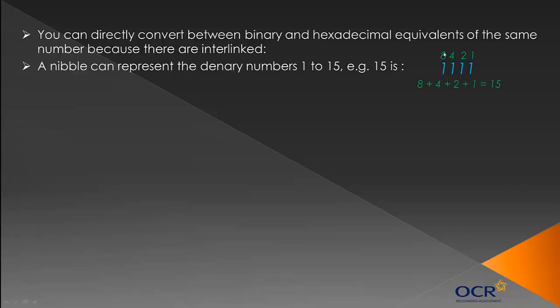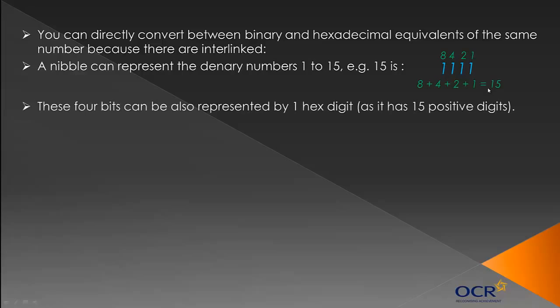And as we know, these are our headings for binary, and we're literally just adding them up. 8 times 1 plus 4 times 1, 8 plus 4 plus 2 plus 1 equals 15. So that's nice and simple. We covered this in the last video. And these 4 bits, this nibble, can also be represented by 1 hex digit, as it has 0 to 15.